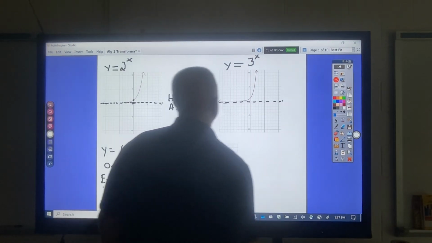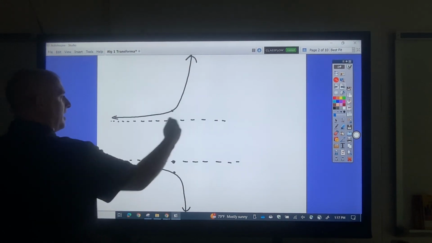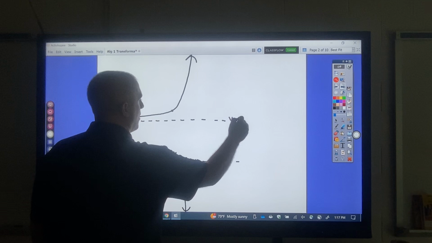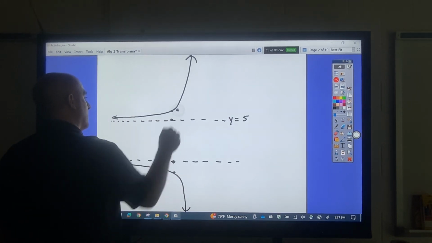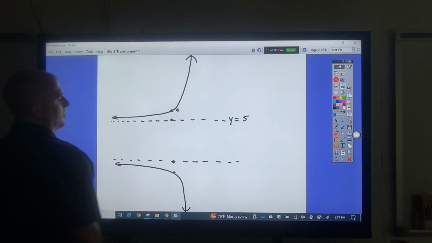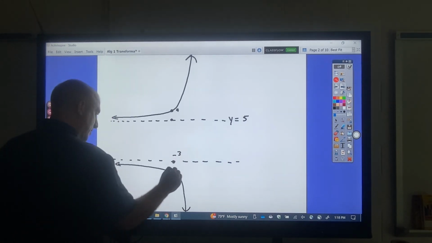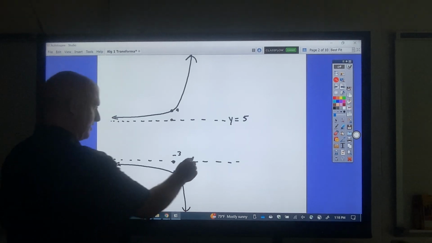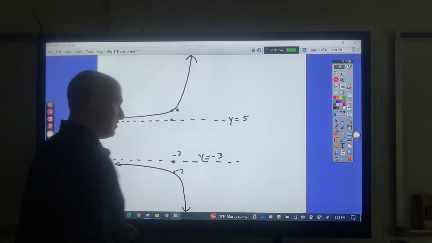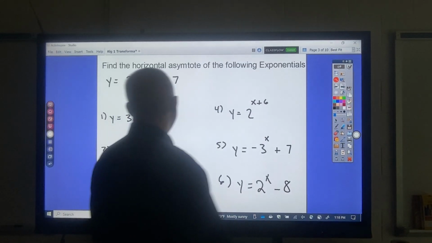Now, let's talk about how you figure that out. The bottom line is when you have a horizontal asymptote, let's say at y equals 5, then right above it at 4 is going to be your standard point. Same thing if this was y equals -3, then right below it would be -2. So what we want to do is identify the horizontal asymptote.